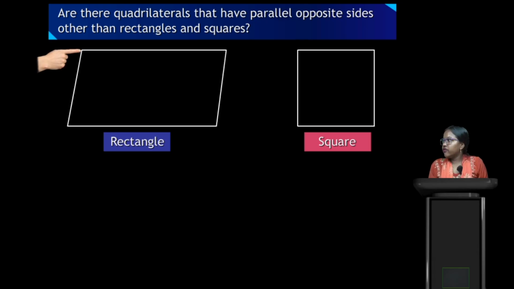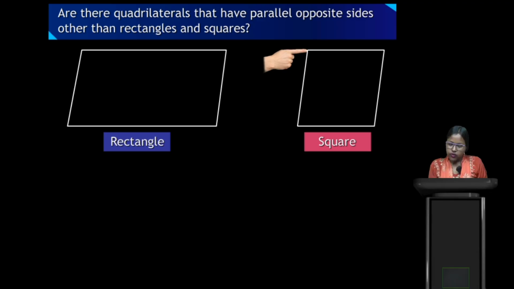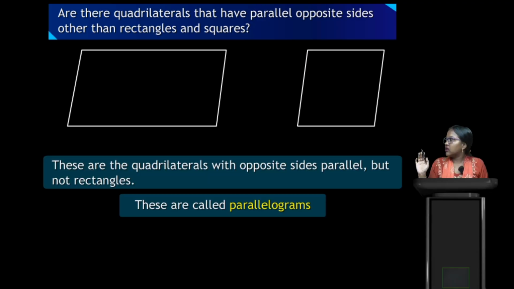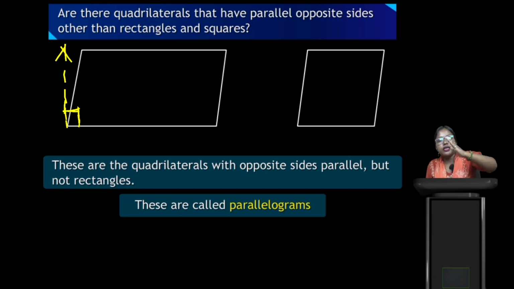Now see, previously the rectangle's angle was 90 degrees. Now if you tilt it a little bit, what will happen? These are quadrilaterals with opposite sides parallel but not rectangles. Why? Because these angles are now not equal to 90 degrees, they are less than 90. It was 90 when the side was in this position, but now see, it became bent a little bit, this side is inclined.